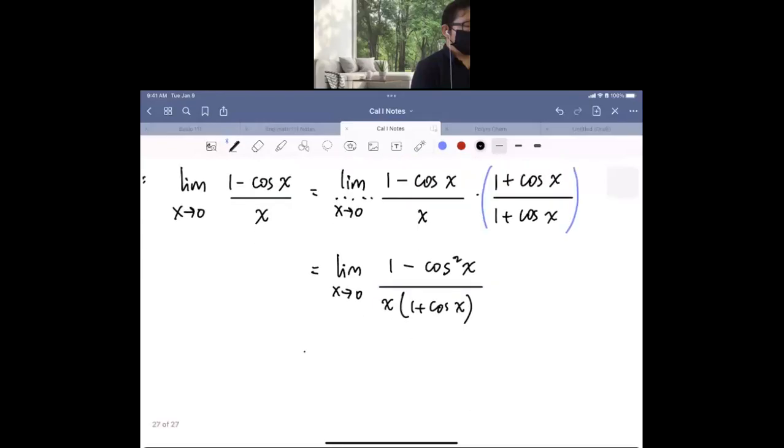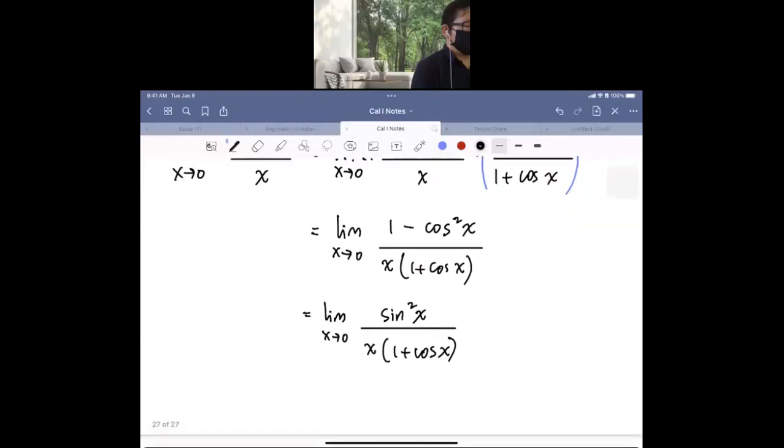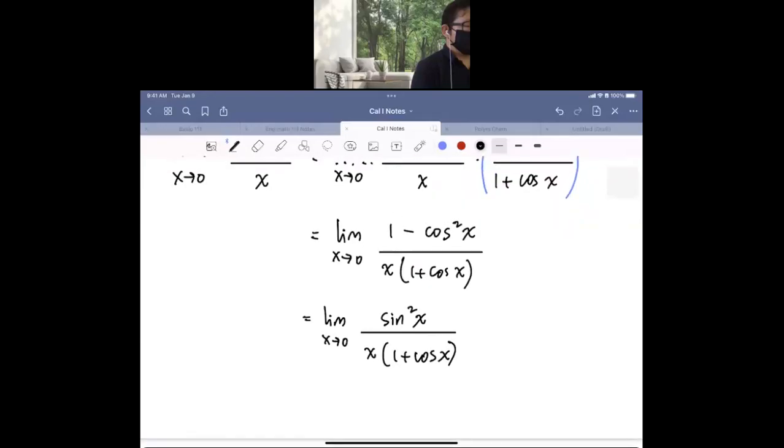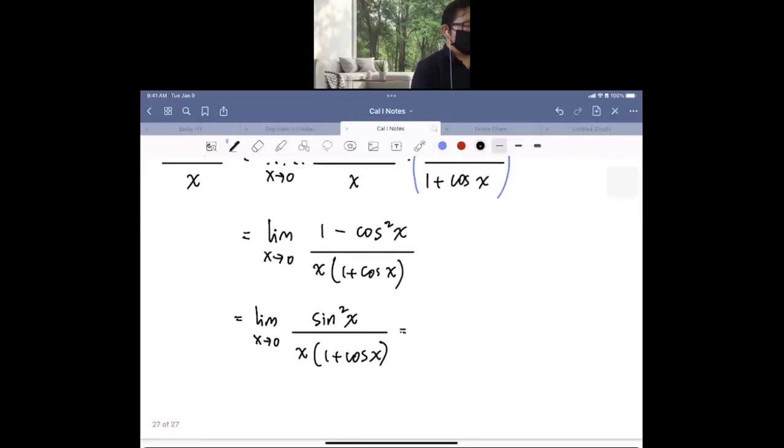Now what has happened? Now we look at the numerator, we are going to get sine squared x. Remember, in a limit, we can separate the limit if we have fractions and some combinations that we can separate. Maybe we can find another way that is easier. So let's separate sine squared. I will separate it into sine and sine. So we'll have sine x over here, and the other one is here.